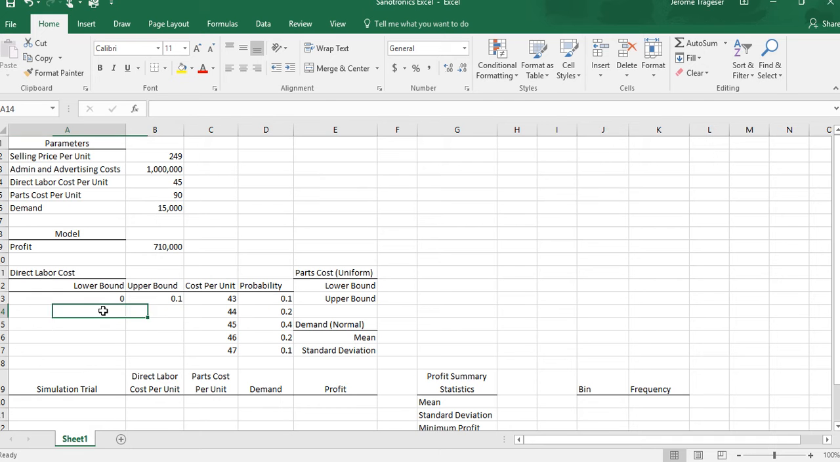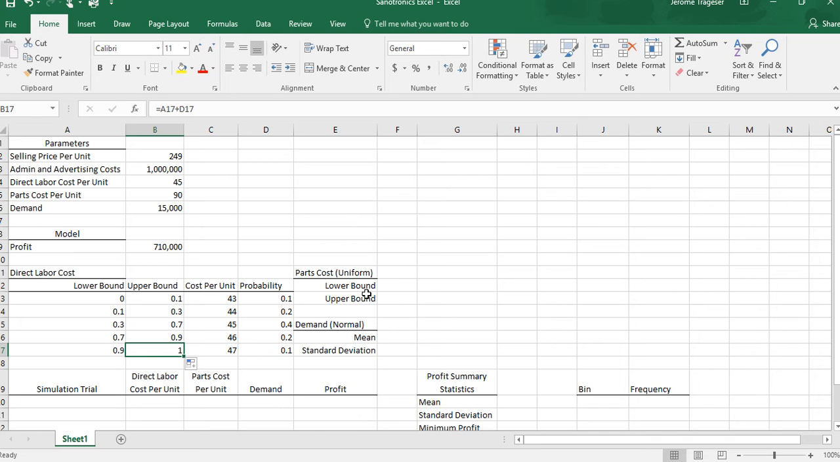Okay. Then our next lower bound is the previous upper bound, so equals this upper bound. And again, our upper bound is the lower bound plus the probability. So now that we have these in here, we can go ahead and copy down our formulas. And we can tell that this is right because our first lower bound is 0 and our final upper bound is 1.